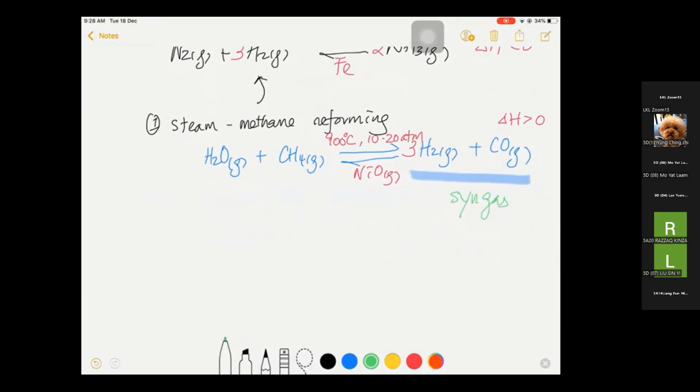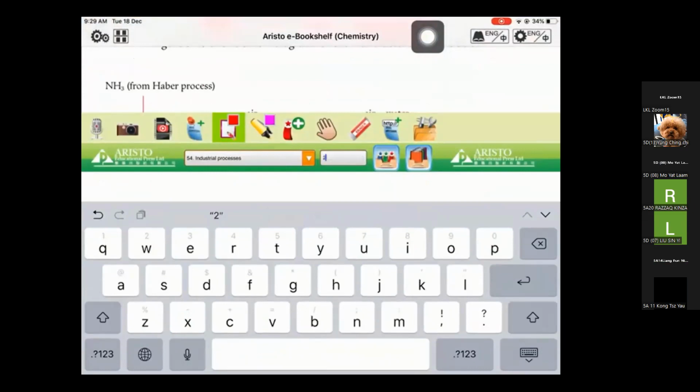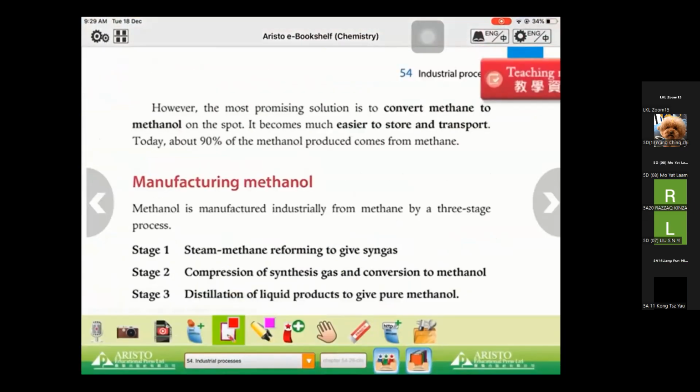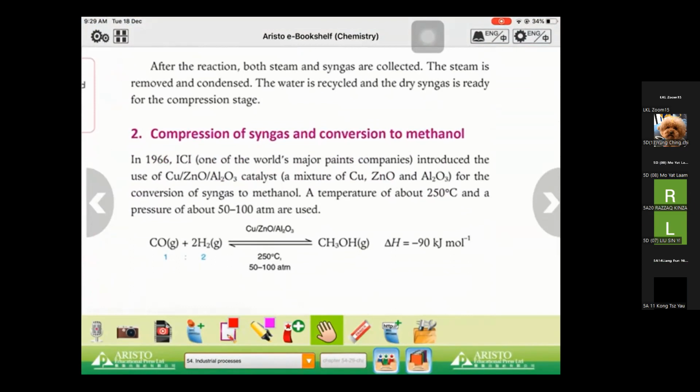synthesized？究竟可以製造啲乜嘢出嚟啦？知道未？製造一隻 globally 非常之重要嘅 chemical，which is methanol。Turn to your textbook, page 29頁。Manufacture of methanol. 好啦。First of all, steam methane reforming, we produce a syn gas, CO mixed with H2. Syn gas, syn means synthesis. It can be used to synthesize methanol.